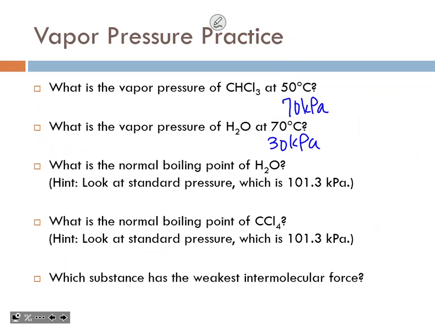What is the normal boiling point, though, at standard pressure? We call that the normal boiling point. So if you look at the line that goes across, the 101.3 is telling you that's where the standard pressure is. So for water, that's going to be what? 100 degrees Celsius. How about for carbon tetrachloride? What is its normal boiling point about? About 75, I think. Yes, it's in between the 70 and 80 mark. Now, which one on here has the weakest force? CHCl3, because its boiling point is the lowest, yes.